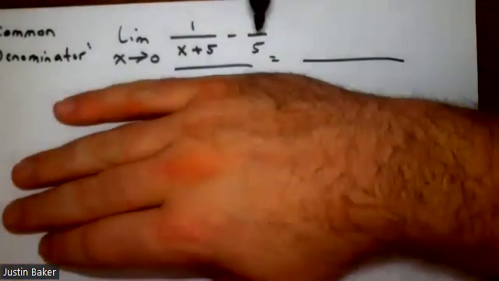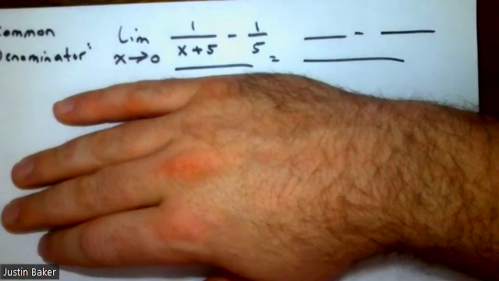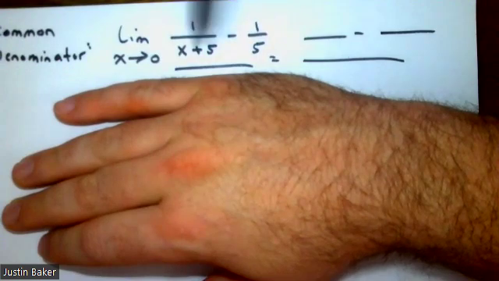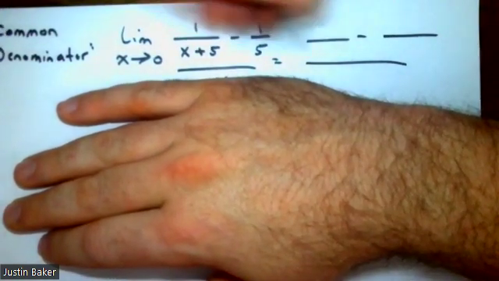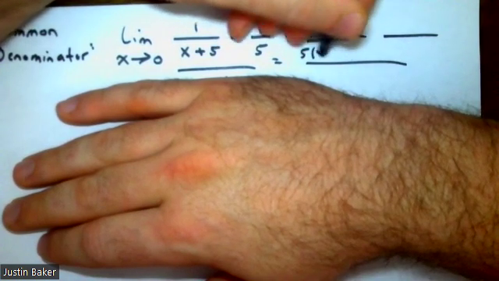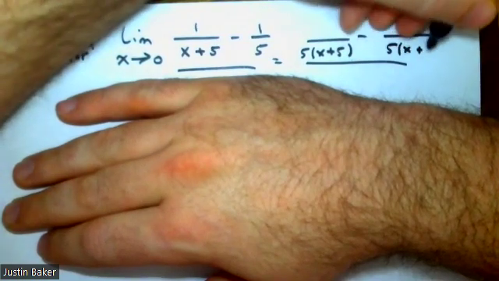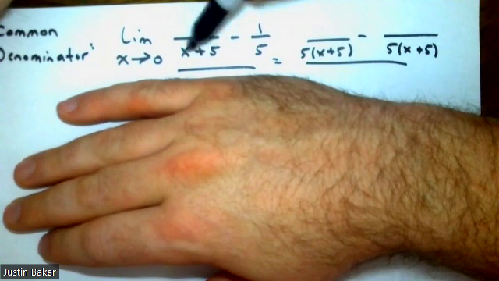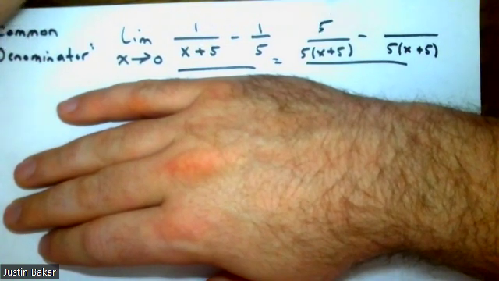But up at the top, if we wanted to combine those, we would need to use a common denominator. So 5 and x plus 5 are two totally different things. So for example, this one would need a 5, and this one would need an x plus 5. And whatever was missing is what you have to include on the top. So since this one was missing a 5, we're going to multiply the top by 5.